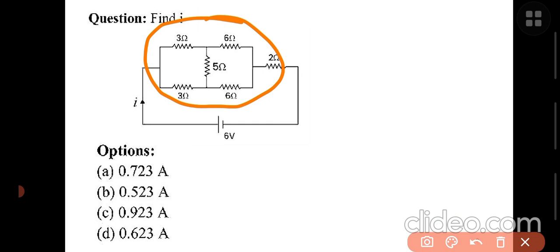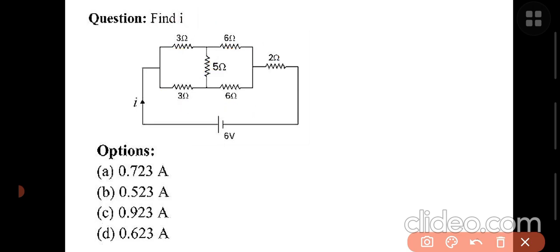Under the balanced condition, there is no current flowing through the 5 ohm resistor. So in such a condition, 3 ohm and 6 ohm are in series. Similarly, this 3 ohm resistor and 6 ohm resistor are connected in series.